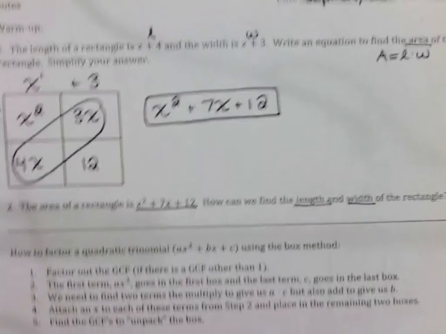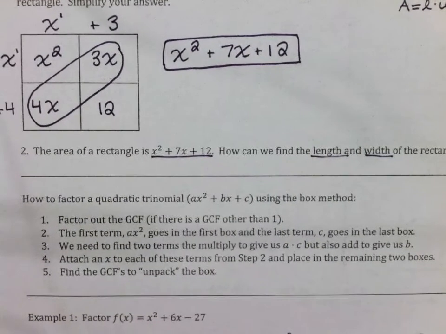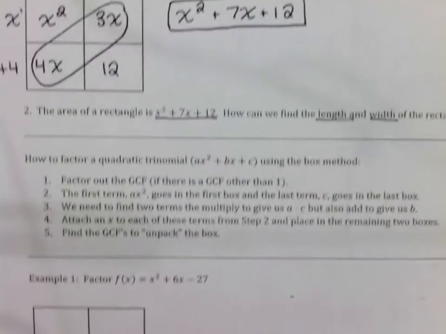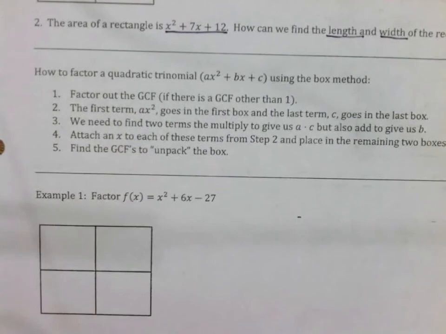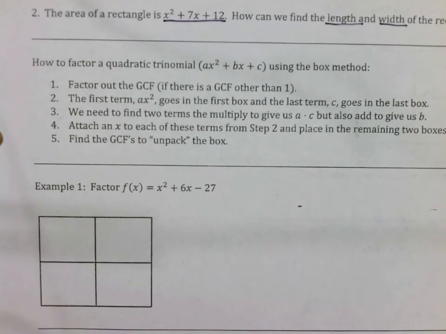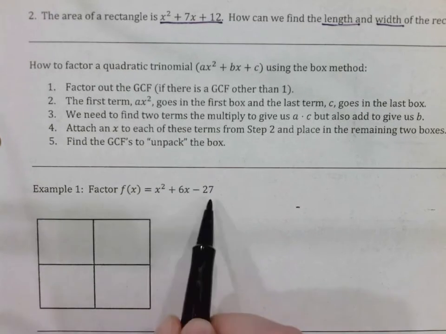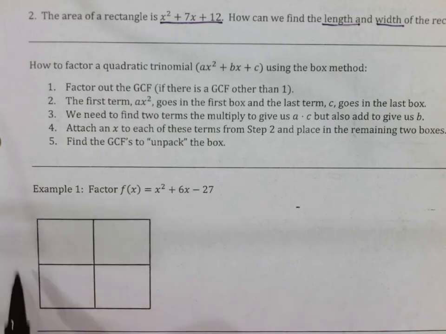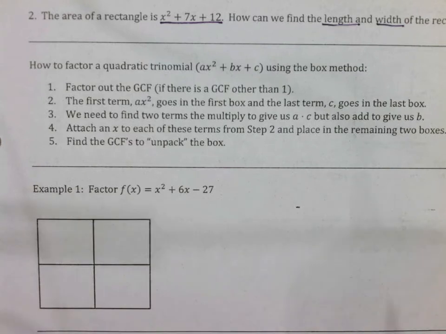So I listed out the steps here for factoring, and I'll admit it's kind of a lot here. So we're just going to jump into an example and kind of follow these steps as we go. So for example 1, we want to factor this function right here. And so it's like this is the answer. We want to figure out what are those two things we multiplied together to get this. That's really the goal here.